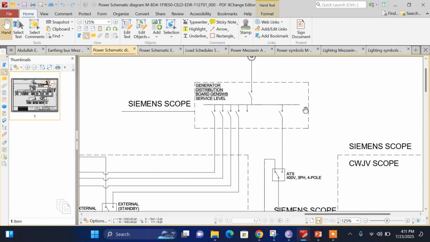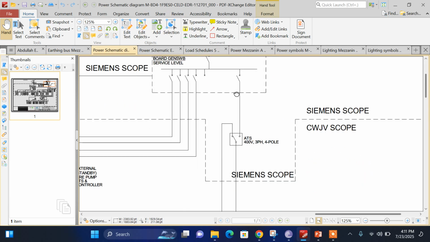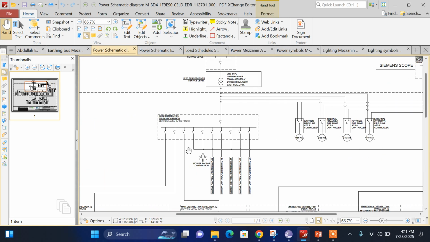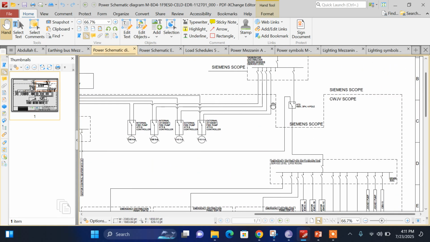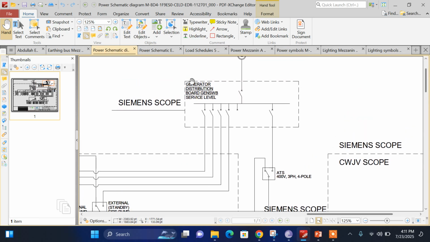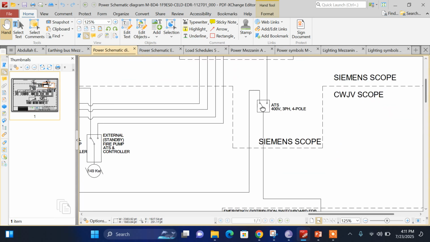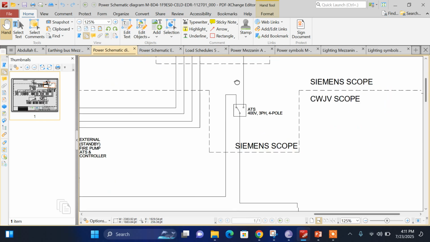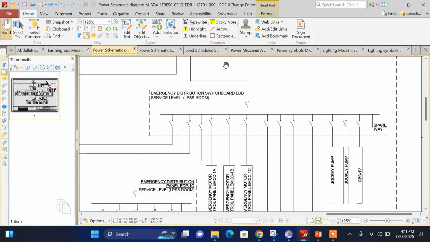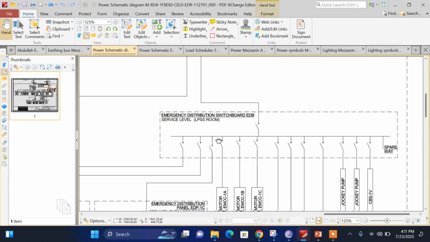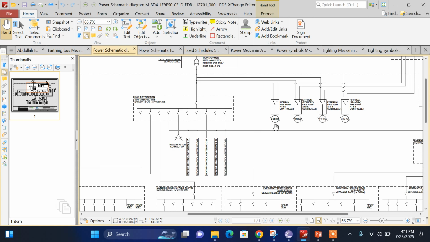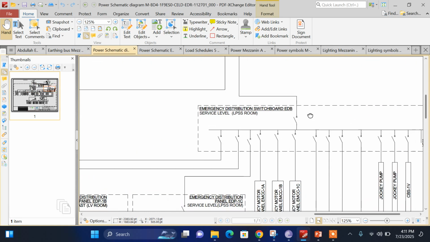For example, here we have the generator. This is the ATS. For the ATS, one line is coming from the main distribution board, from the normal supply, and one is coming from the generator. If there is no power from the main line, then the ATS will transfer to the generator, the generator will turn on, and the generator will energize the emergency distribution board. But if there is power, then the main distribution board, this one, will power the emergency main distribution board.